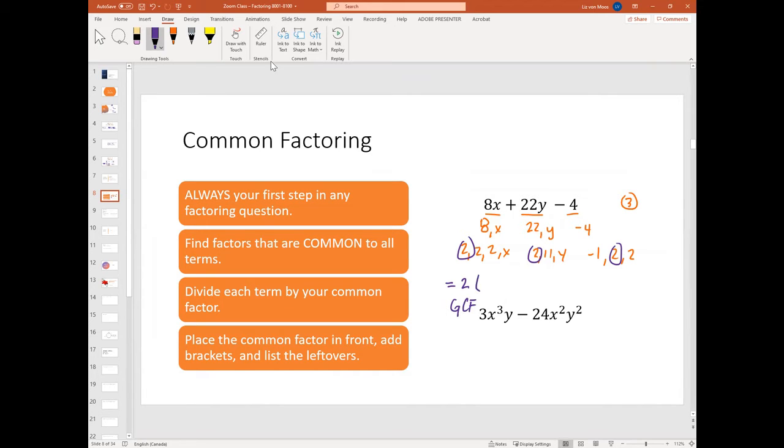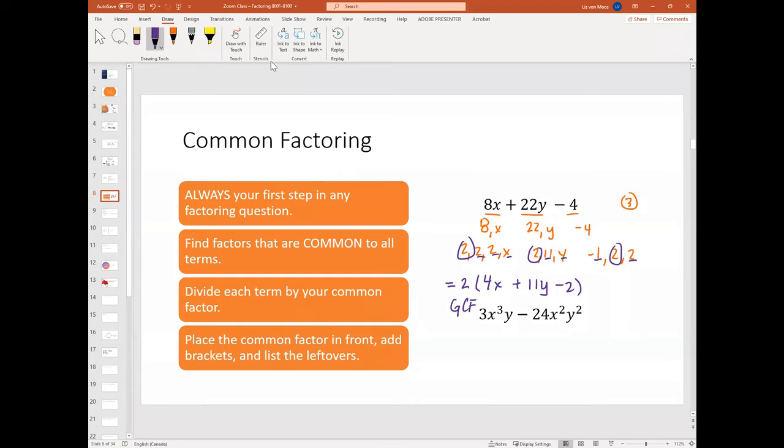Okay, what's left over? What happens when we extract 2 from each term? Well, here I have 2 times x, or 4x left. Here I have 11 times y, or 11y. And here I have -1 and 2, or -2. And we're done. There's no other pattern on the inside, but we will be starting to check.